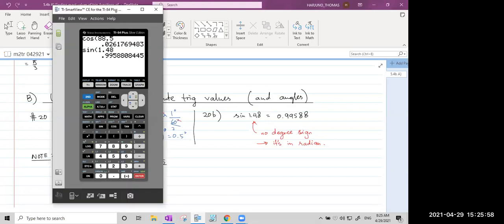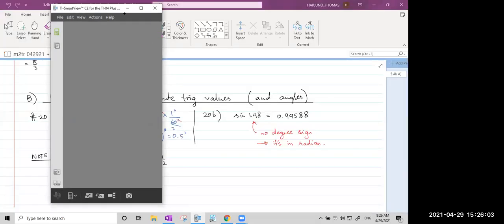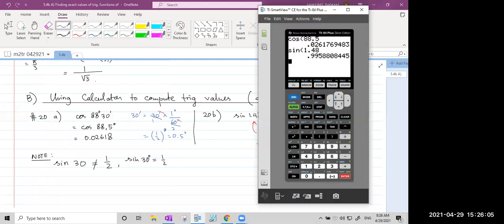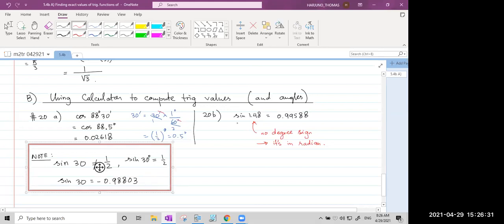Okay, you don't believe me? Well, just plug it in yourself. What is sine 30? No degree sign. Sine 30 is negative 0.98803. Okay, so make it a big warning. It's that little detail that counts.